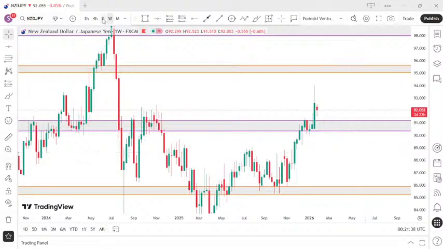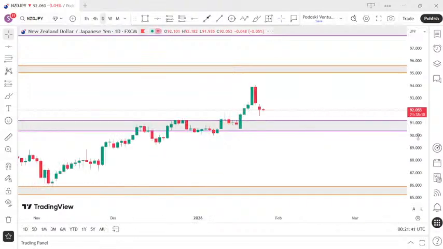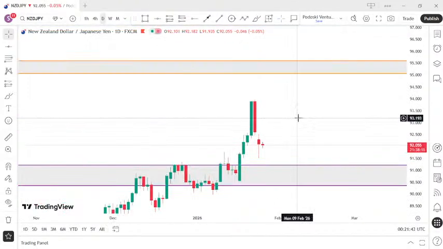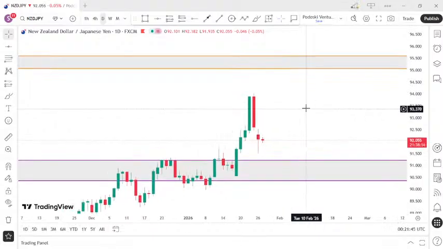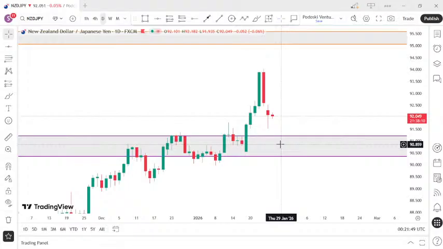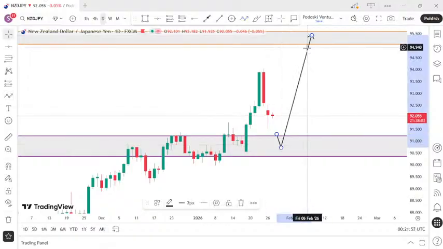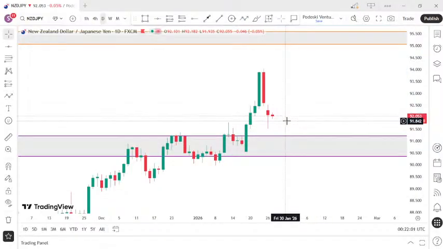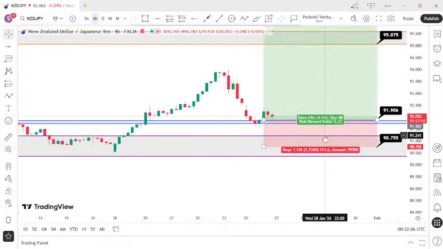I'll go to the daily, and on the daily it's showing clearly the price broke out of this zone, and there's a chance that price will come down here for a retest, because when price broke out of here, it hasn't come back, so it should come back for a retest before we go to the upside. But I'll go to the 4 hour and explain to you why I took the entry over there.